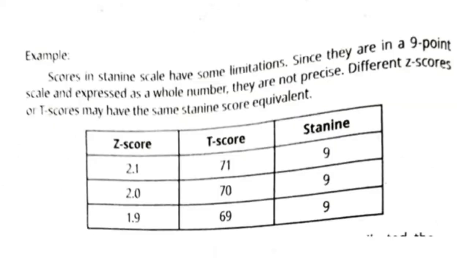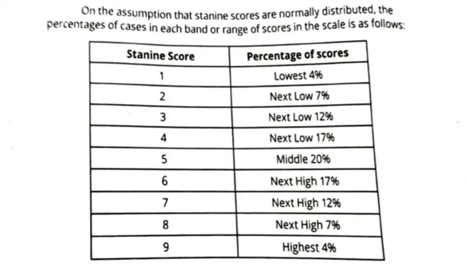So, scores in a stanine scale have some limitations. Since they are on a 9-point scale and expressed as whole numbers, they are not precise, and different z-scores or t-scores may have the same stanine score equivalent. So, we have the z-scores, t-scores, and stanine. For the z-scores, we have 2.1, 71, and then 9; 2.1, 70, and then 9; 1.9, 69, and then 9. On the assumption that stanine scores are normally distributed, the percentage of cases in each band or range of scores in the scale is as follows.